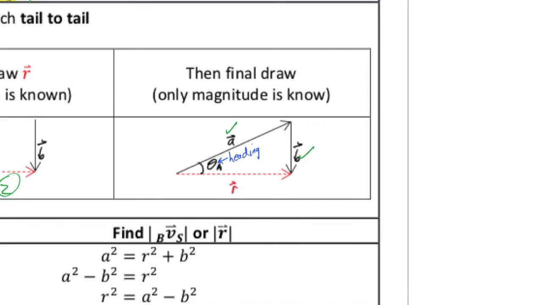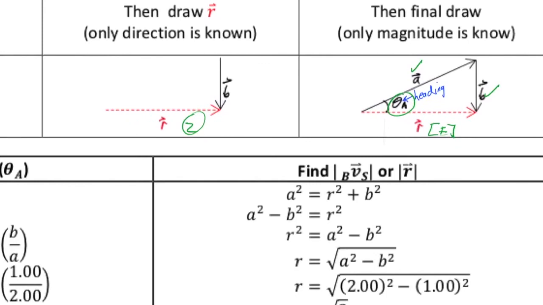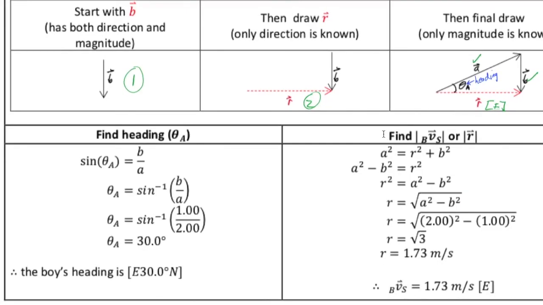And now we just double check. We've got A plus B gives us our resultant. So we know that our resultant is due east, and our vector A is going to be east so many degrees north, and this theta A represents our heading. So again, the vector equation is the same, but the vector geometry has now changed. Therefore, the way we solve this is going to have to change as well. So again, we are looking for the heading, or theta A.